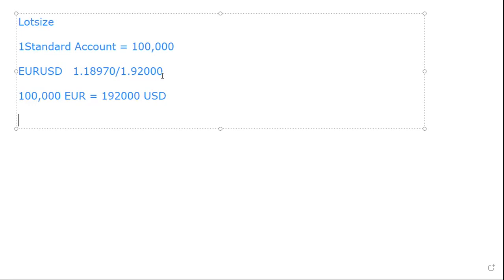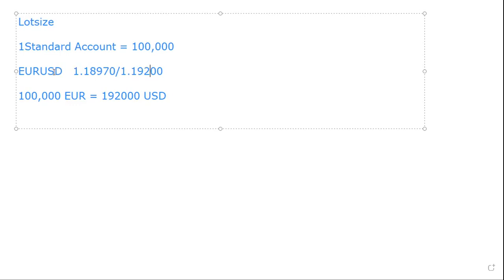So for this lot size, one standard lot size or one standard account equals 100,000 units. If we are dealing with a currency like EUR/USD at a current price of 1.18970 and 1.1, sorry, I made a mistake here. Let me make it correct. Yes, 1.19200. So there's this price and there's this price.